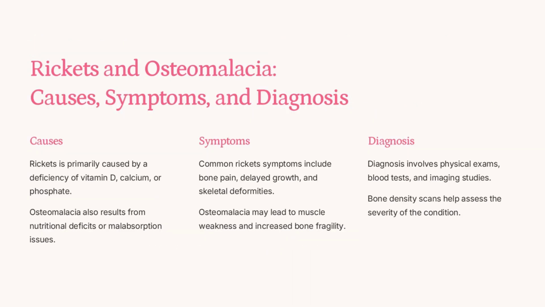Rickets and osteomalacia are conditions caused by deficiencies in key nutrients like vitamin D, calcium, and phosphate. Rickets primarily affects children, leading to bone pain, delayed growth, and skeletal deformities. Osteomalacia is the adult form, causing muscle weakness and increased bone fragility. Diagnosis involves physical exams, blood tests, and imaging studies to assess the severity of the condition. Bone density scans are particularly helpful in evaluating the impact on bone health.